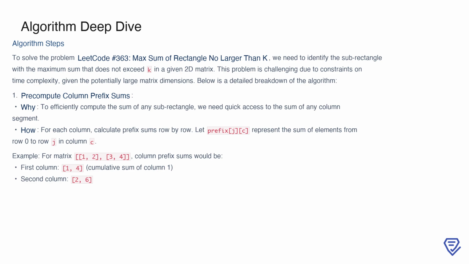The idea is simple: for each column, calculate cumulative sums row by row, so that each entry in the prefix sum array represents the sum of all elements from the top of the column down to a specific row. For example, given a matrix like 1, 2, 3, 4, the first column's prefix sums would be 1, 4, meaning the sum of the first row is 1, and the sum of the first and second rows combined is 4. This pre-processing step is essential because it allows us to compute sums of subrectangles more efficiently in the subsequent steps.